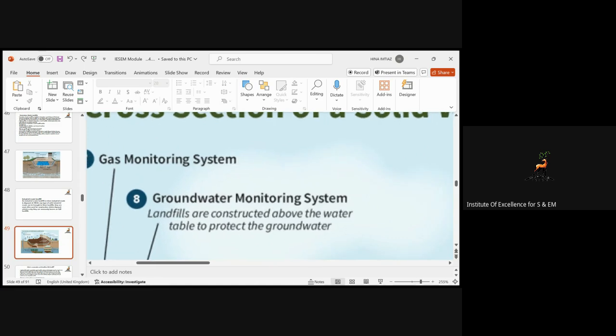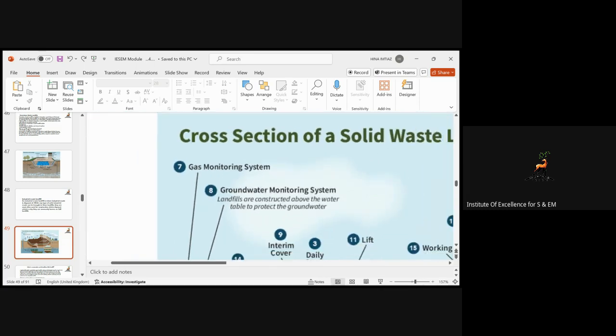Moving towards the eighth one, the groundwater monitoring system. Groundwater monitoring wells around the landfill are routinely sampled and evaluated to detect a release from the landfill. So basically, this system has been installed to protect the groundwater. The ninth one is the interim cover.